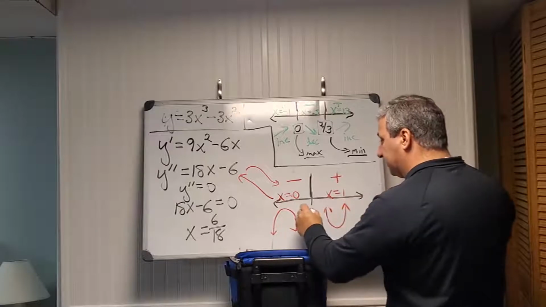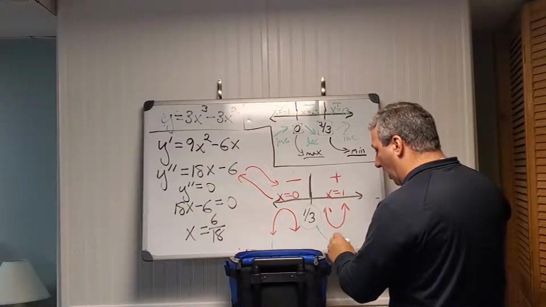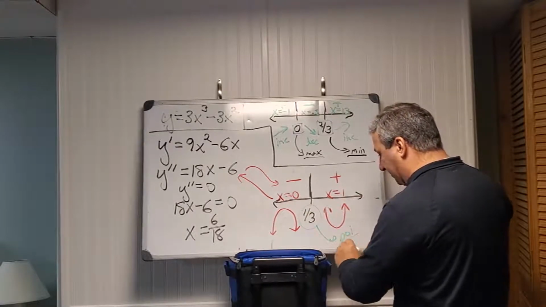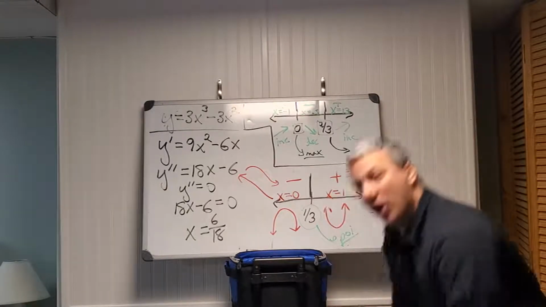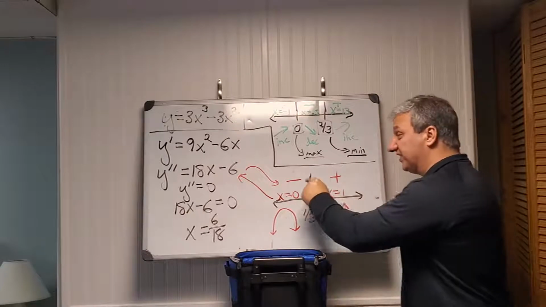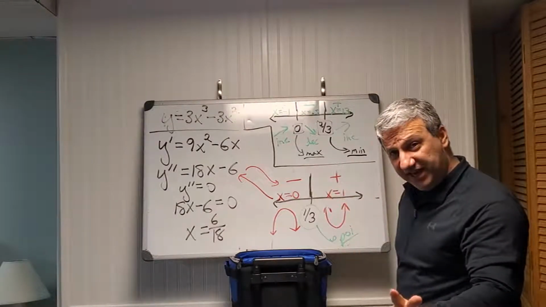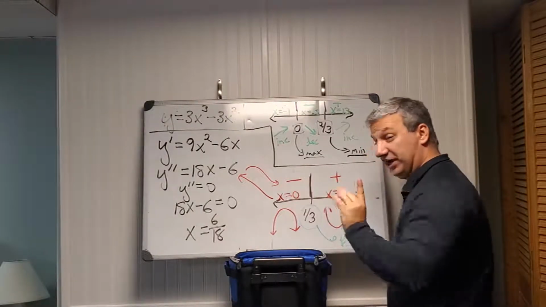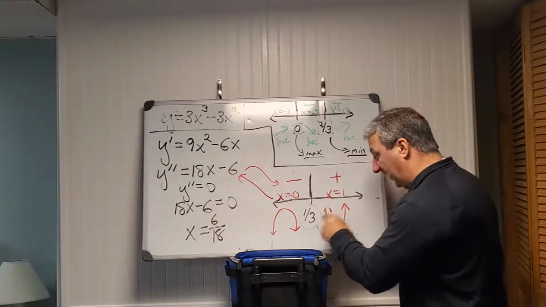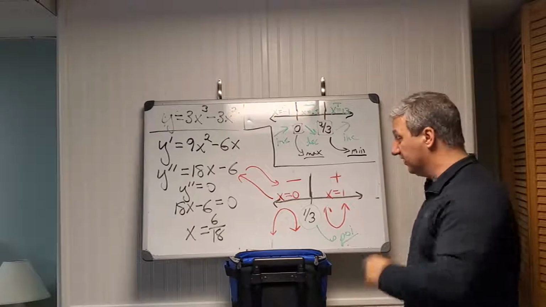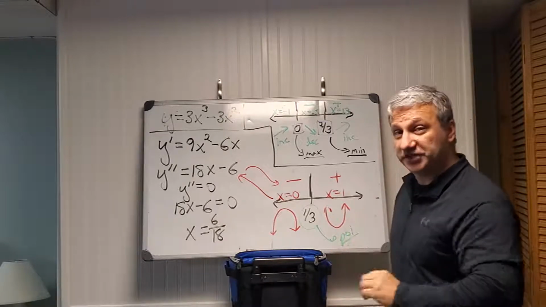That means this guy is a POI, a point of inflection. All right? We have a point of inflection whenever the sign changes. Please understand, I don't care if it goes positive to negative or negative to positive. If the sign changes, you have an inflection point, a point of inflection. So this is a point of inflection.